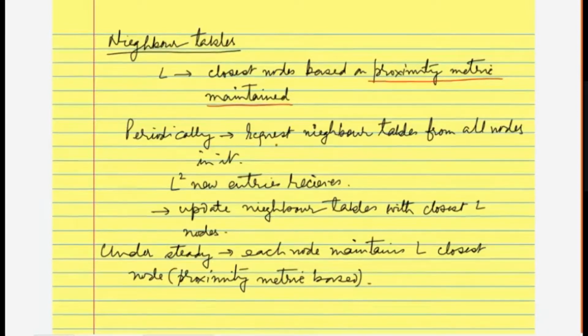Periodically you will request the neighbor table from all nodes which are in your neighbor table. Each one of your L neighbors will give their entries to you, so you get L square new entries. Now you will do a ping test if you are using RTT. If you are using number of hops, you will do a traceroute to each one of them, find out the best L, and keep on updating them. So your neighbor table will always keep updating.